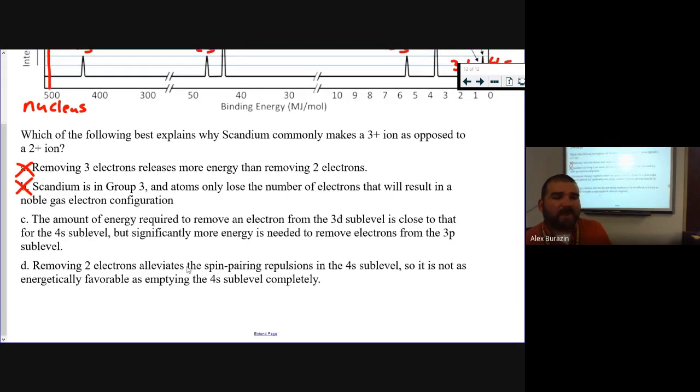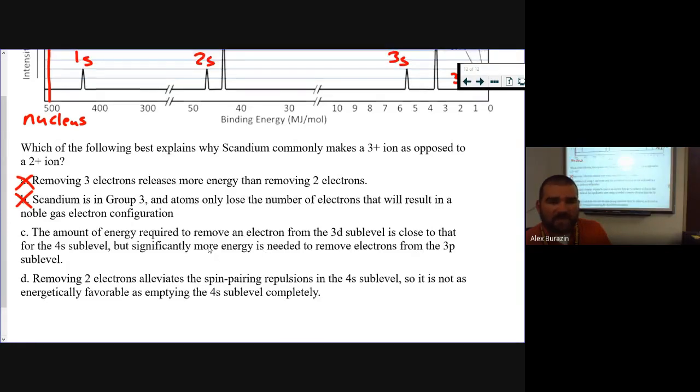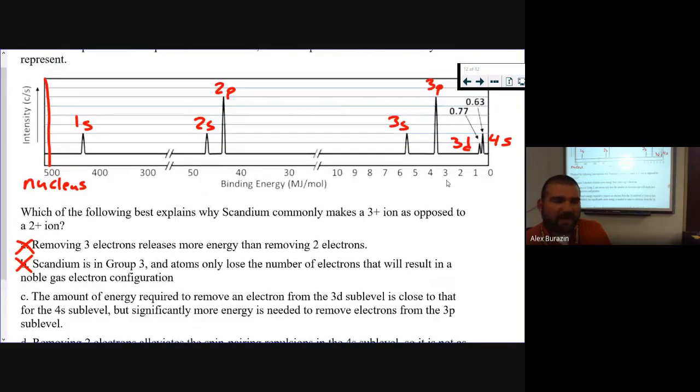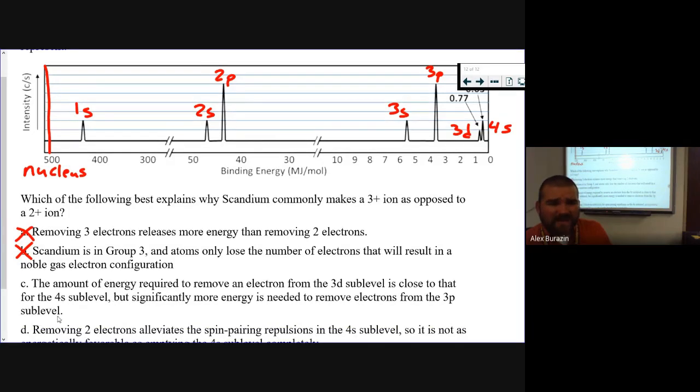All right, part C: the amount of energy required to remove an electron from the 3d sublevel is so close to that of 4s, but significantly more energy is needed to remove the electrons from the 3p sublevel. So let's look at our graph of what they're talking about there. The 3d and the 4s peaks over here are almost directly on top of each other, okay? The difference between one to the other is 0.14 megajoules per mole. I mean, they are very, very close. So the first part of this is absolutely true.